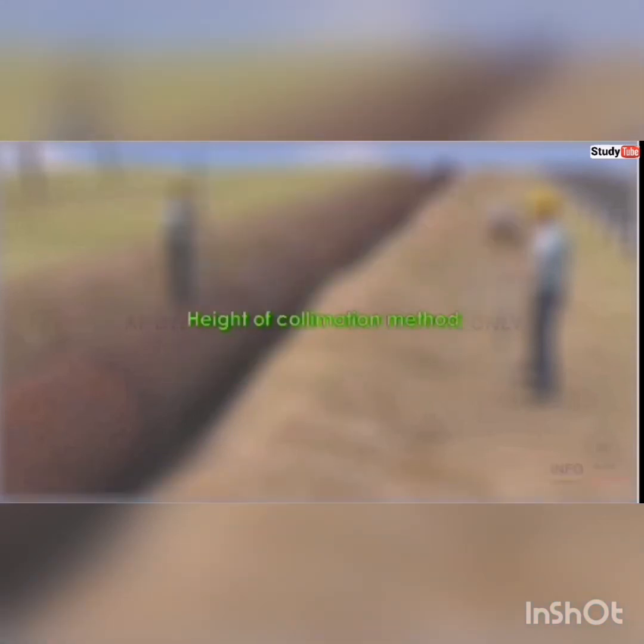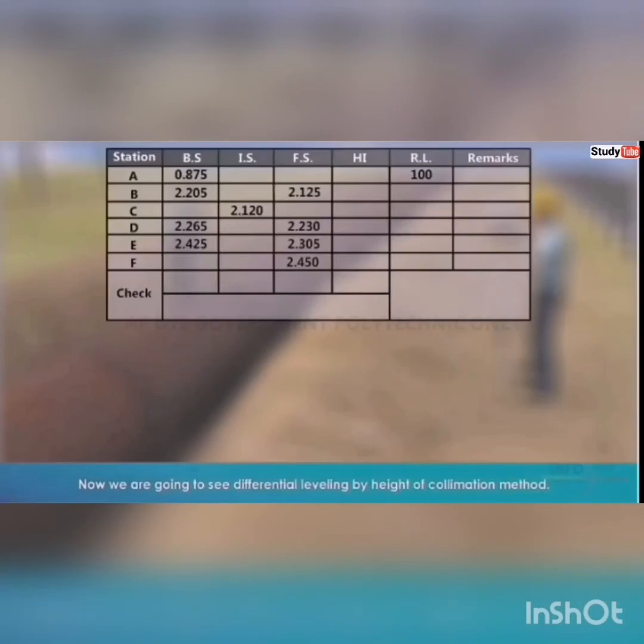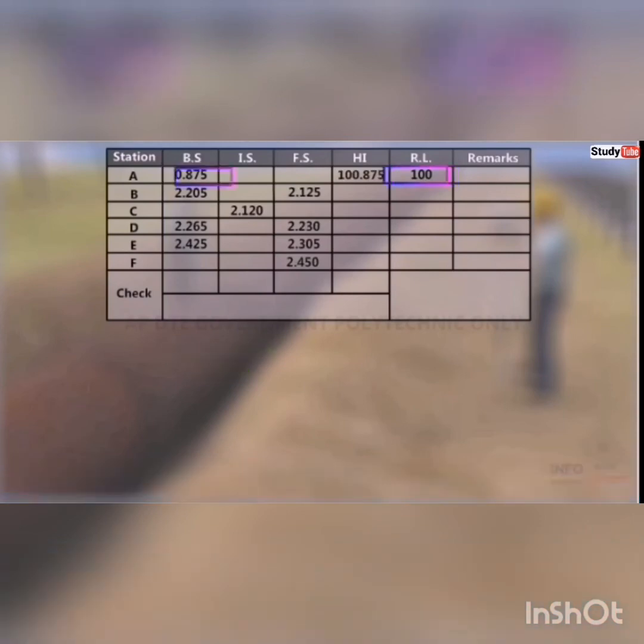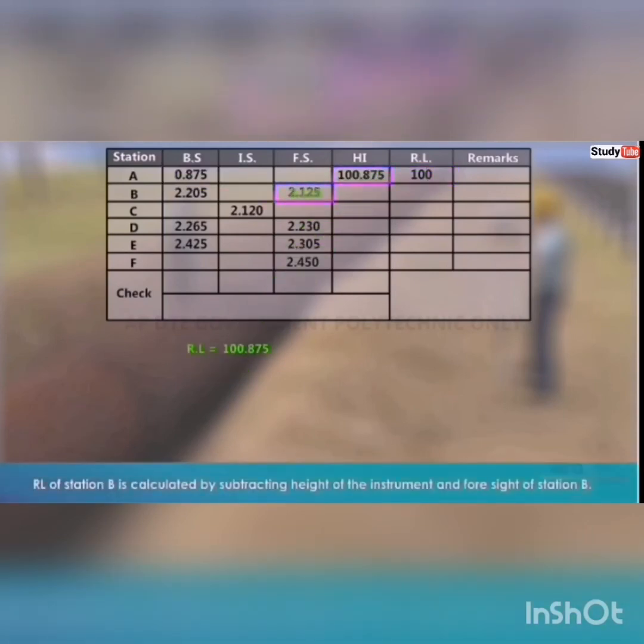Height of collimation method. Now we are going to see differential leveling by height of collimation method. Let A, B, C, D, E, F be the stations for which RL is to be calculated using the known reduced level of A. The height of the instrument is calculated by adding the RL and backside of station A, that is the benchmark. RL of station B is calculated by subtracting the foresight of station B from the height of the instrument.